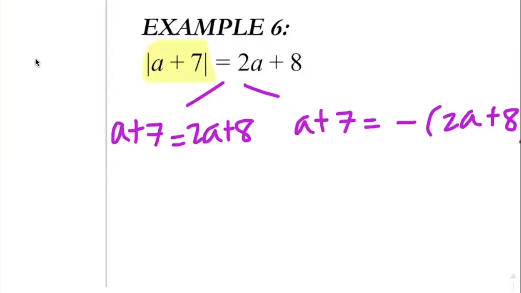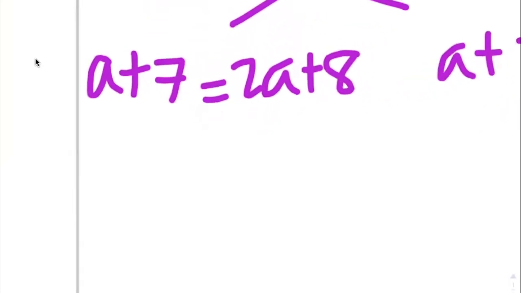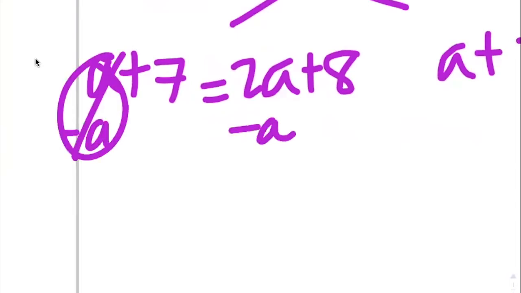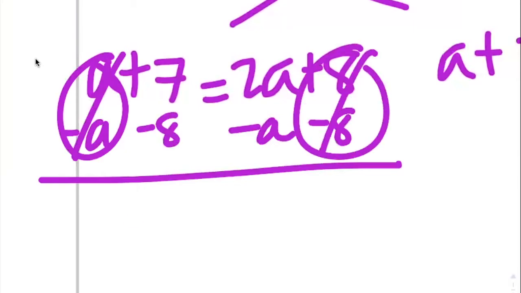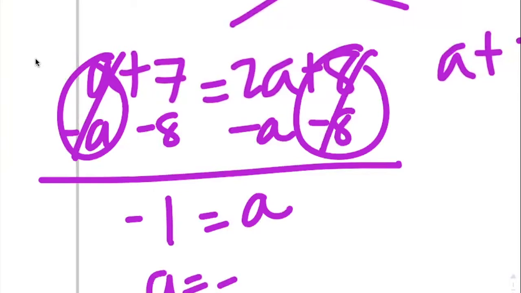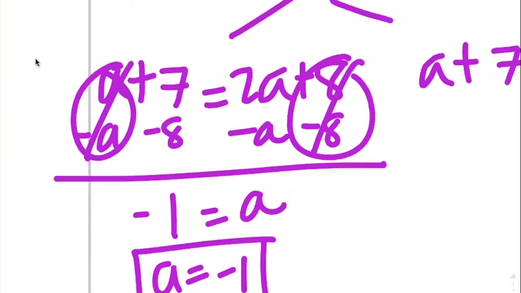So we're going to go ahead and proceed solving the left side. I'm going to subtract a on both sides, so this zeroes out. Then I'm going to subtract 8 on both sides, so this zeroes out, and I get -1 equals a. So we actually have an answer of a equals -1 on the left side.